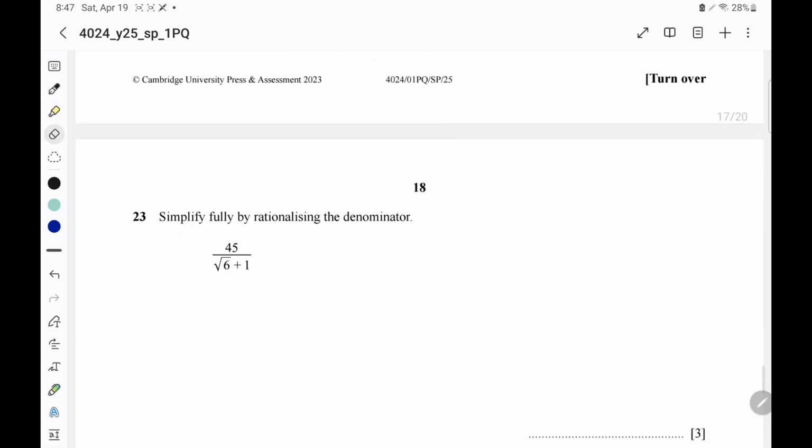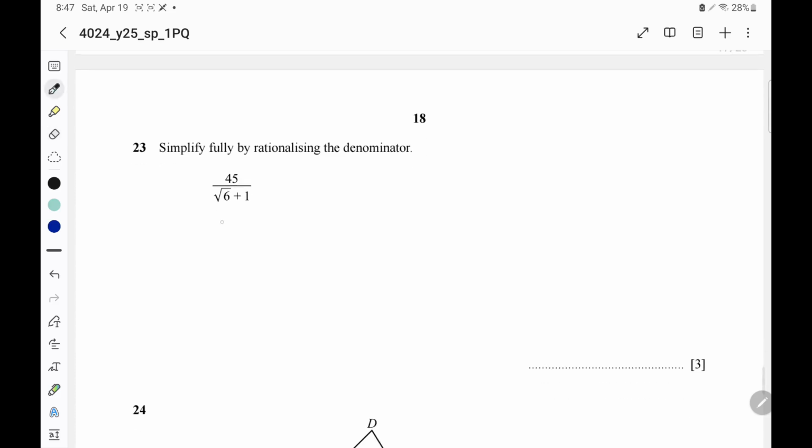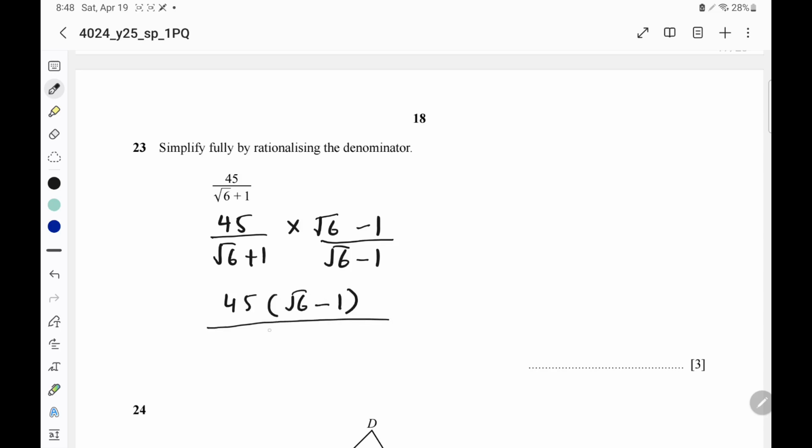Question number 23, a rationalization question. Simplify fully, rationalizing the denominator. So 45 upon square root 6 plus 1, times square root 6 minus 1 upon square root 6 minus 1. Now 45 into square root 6 minus 1, divided by a square minus b square, since a plus b, a minus b is the third identity we are using, 6 square minus 1 square.